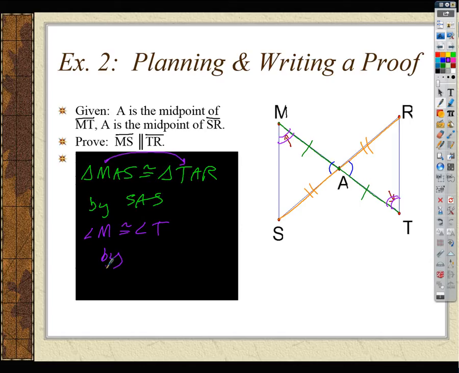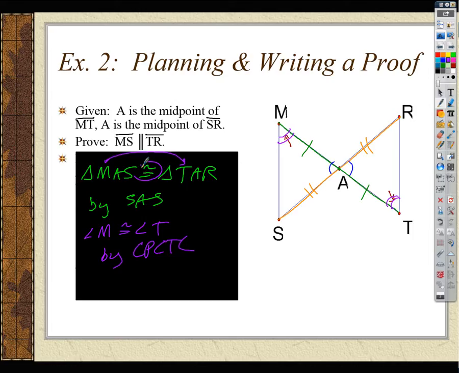angles. Well, no, I can't do that because I don't know that these are parallel yet, right? That's what we're trying to show. Is that like CP? Yeah, there it is. CPCTC, which means what? Corresponding parts of congruent triangles are congruent. Yeah, these are corresponding parts of congruent triangles, right? So they're congruent, okay? Now we're down to the last step.